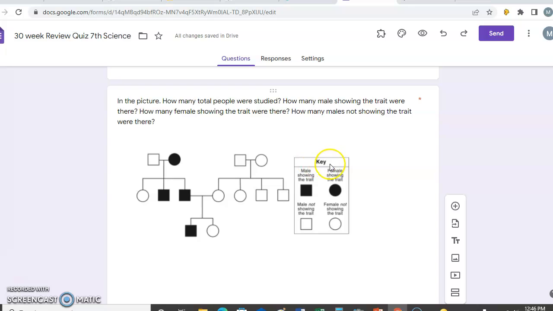Now, how many males showing the trait were there? So we look at the key here. See, males showing the trait are black squares. So 1, 2, 3. Females showing the trait, 1. How many males not showing the trait were there? So looking at the key, male not showing the trait is this empty square. So 1, 2, 3, 4.